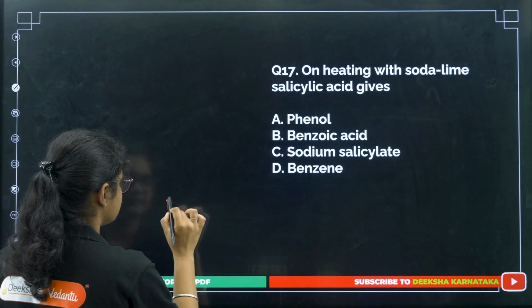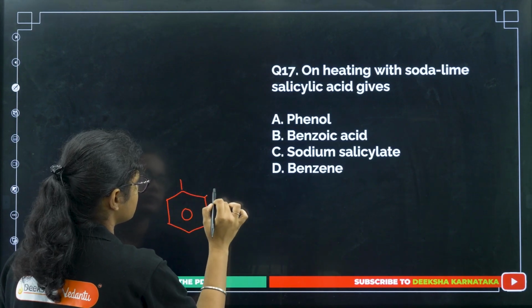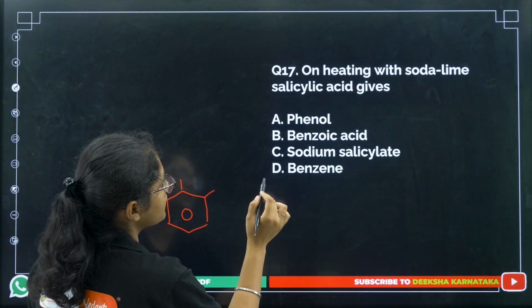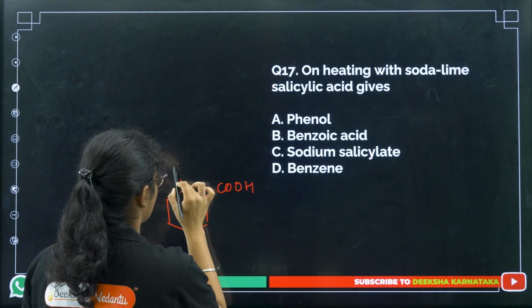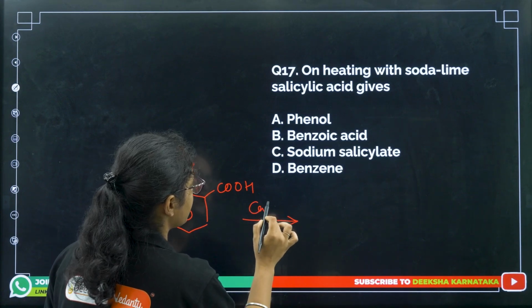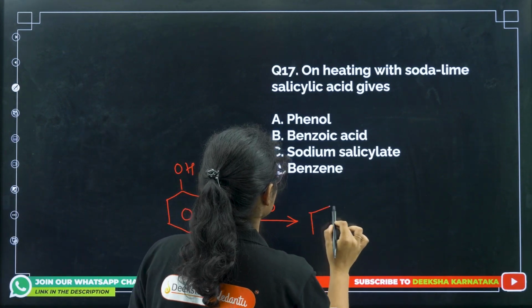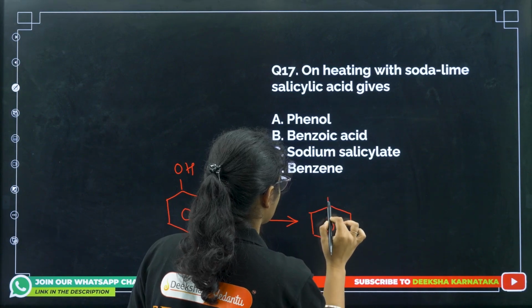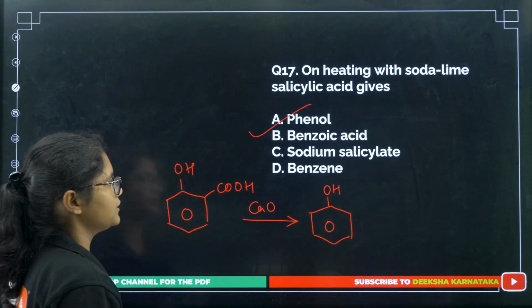Okay, so what is salicylic acid? On heating with soda lime, the salicylic acid has OH and COOH. This is salicylic acid. Now if you heat it with CaO, there will be decarboxylation and we will get phenol here. So the correct answer is option number A.